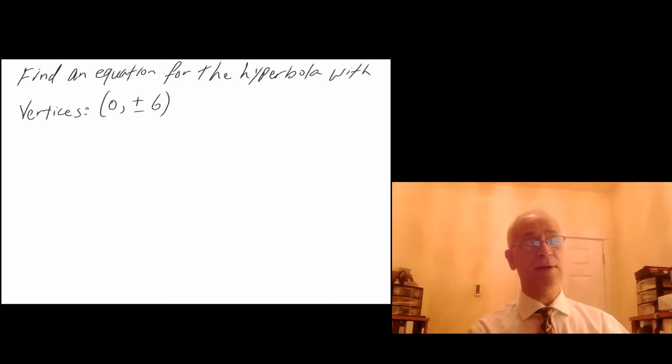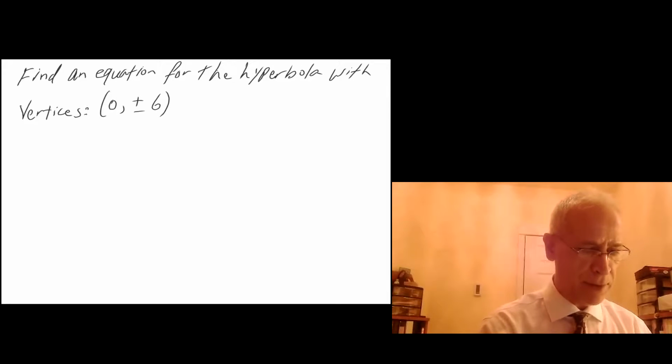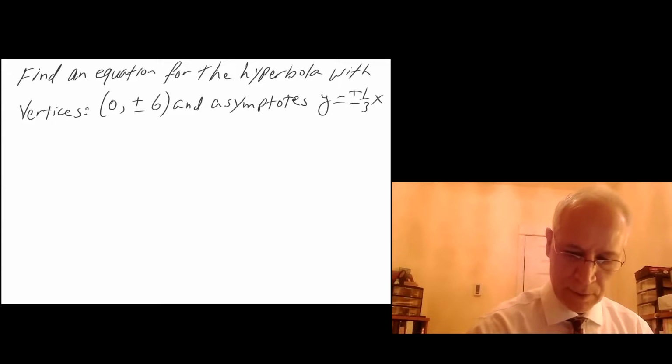So this one has the vertices on the y-axis, so it's opening up and down. What else do we know? It also has asymptotes y equals plus and minus 1/3 x. Okay, let me do a little bit better with my handwriting. y equals plus and minus 1/3 x.